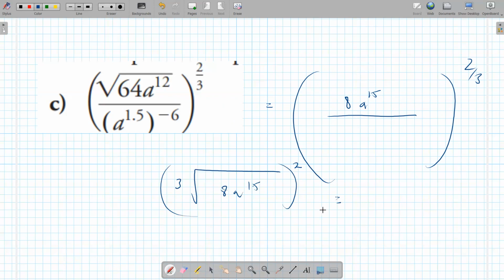Cube root of 8a to the 15. 2a to the power of 5. Yeah, 2a to the power of 5. Let's square this. What do we get? a to the power of 10. And that's it, easy peasy.